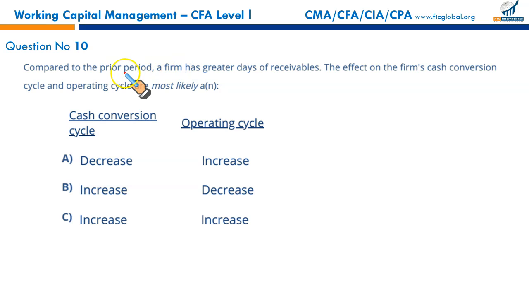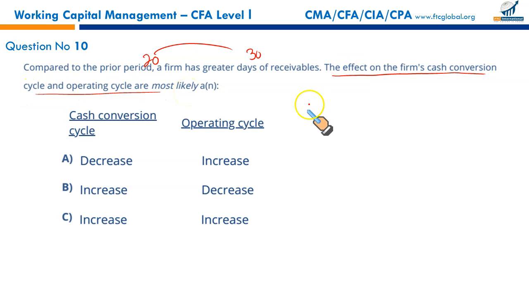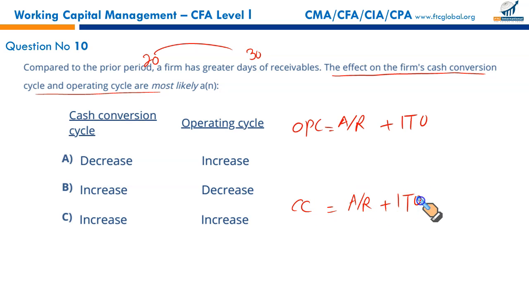Compared to the prior period, a firm has greater days of receivables. For example, first your customers used to pay you after 20 days, now they take 30 days to pay you. Now if the customer delays paying you, what is the effect on the cash conversion cycle and operating cycle? Operating cycle is simply equal to receivables turnover in days plus inventory turnover in days. Cash conversion cycle is receivables turnover in days plus inventory turnover in days minus payables turnover in days.